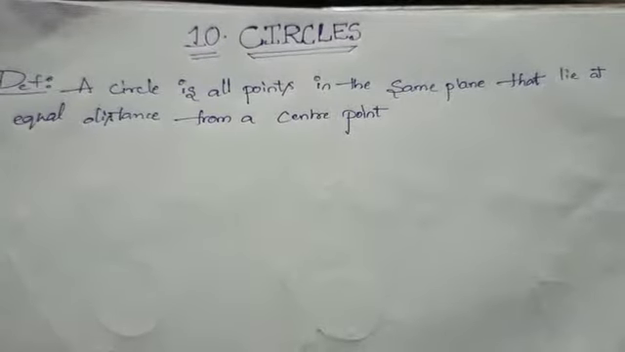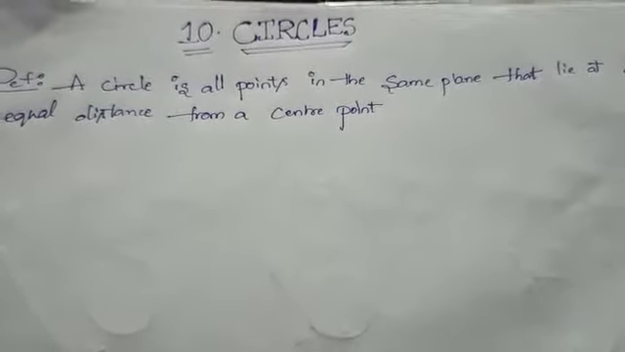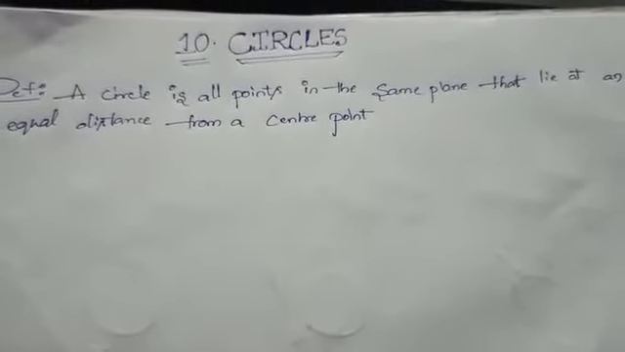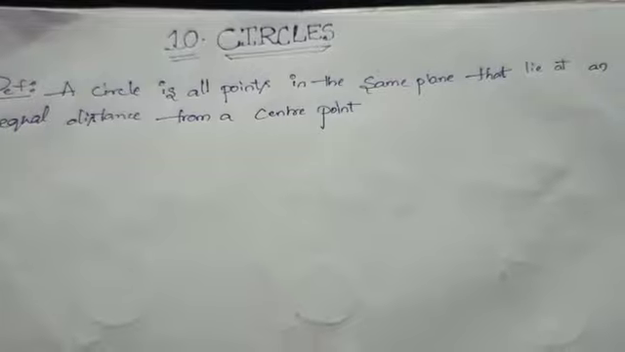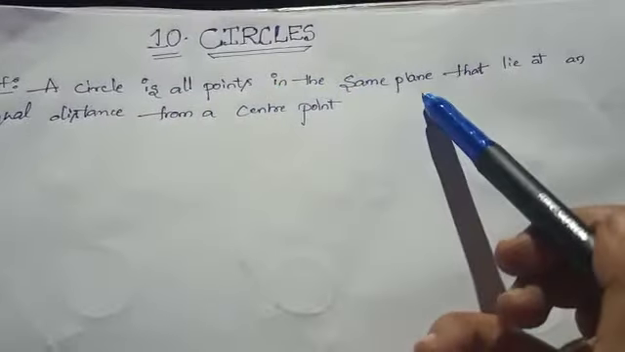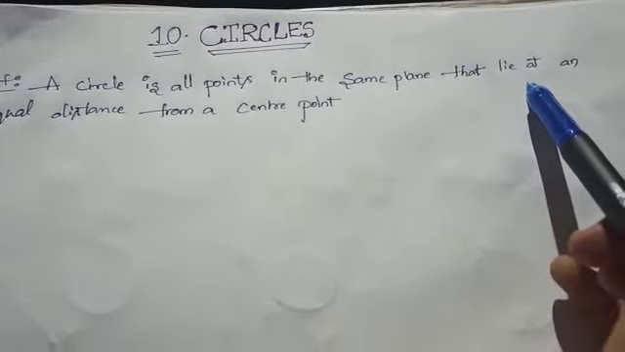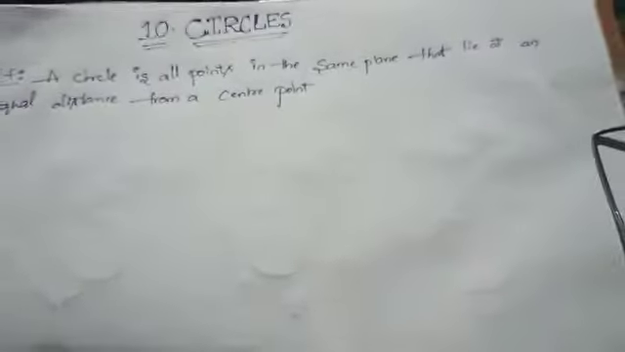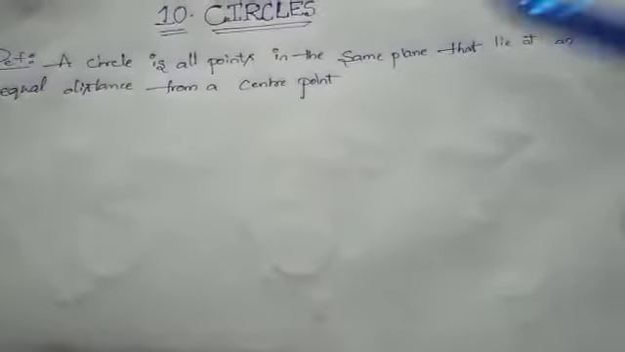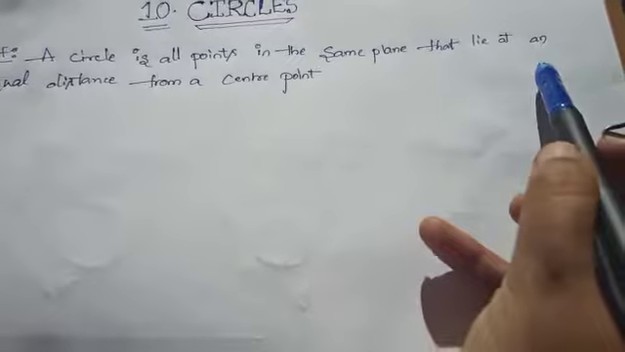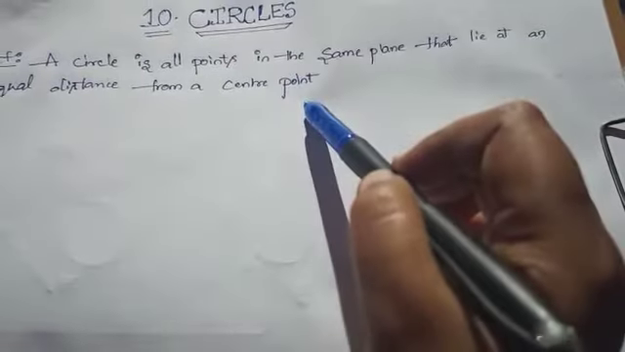Now we are going to discuss one new chapter, that is circles. See, definition for circle. A circle is all points in the same plane that lie at an equal distance from the center point.